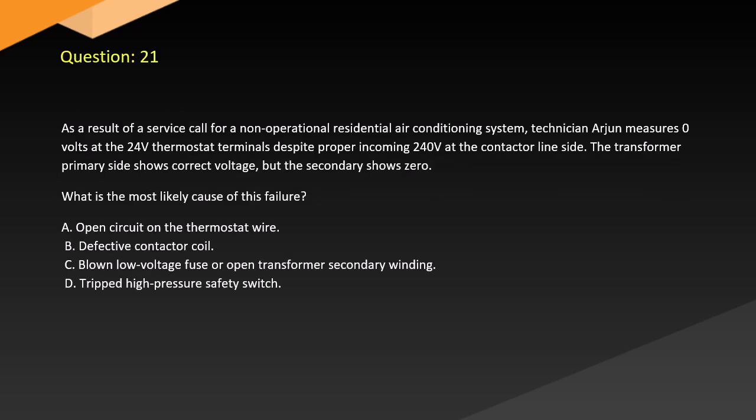Question 21. As a result of a service call for a non-operational residential air conditioning system, technician Arjun measures 0 volts at the 24-volt thermostat terminals despite proper incoming 240 at the contactor line side. The transformer primary side shows correct voltage, but the secondary shows 0. What is the most likely cause of this failure? A. Open circuit on the thermostat wire. B. Defective contactor coil. C. Blown low voltage fuse or open transformer secondary winding. D. Tripped high pressure safety switch.